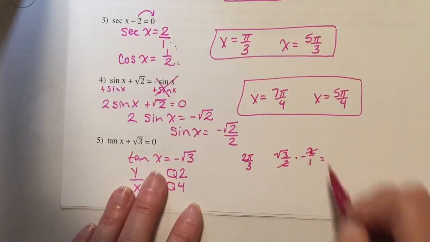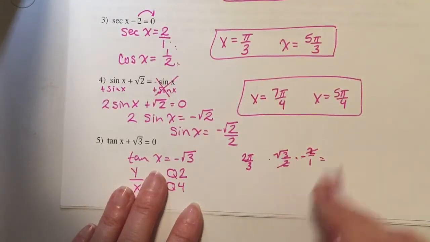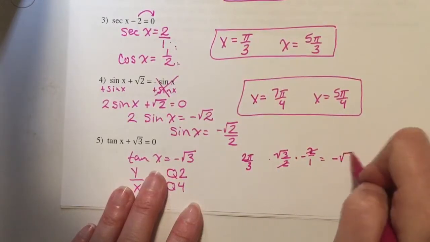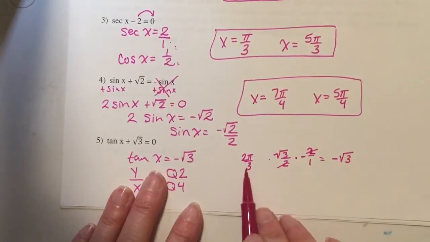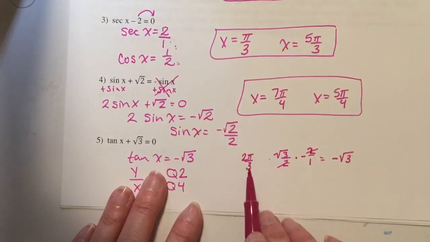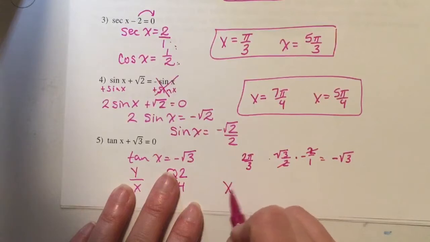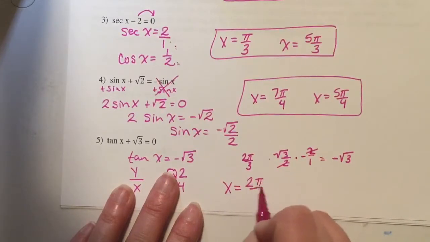The 2 cancels the 2. Positive times a negative is a negative. Square root of 3 over 1 is a square root of 3. So when I tried the x and y value from 2 pi over 3, I did end up with what I need. That means that x equals 2 pi over 3 works.